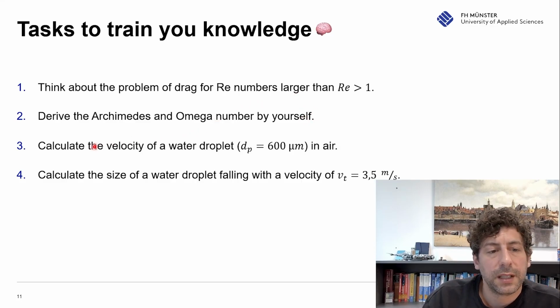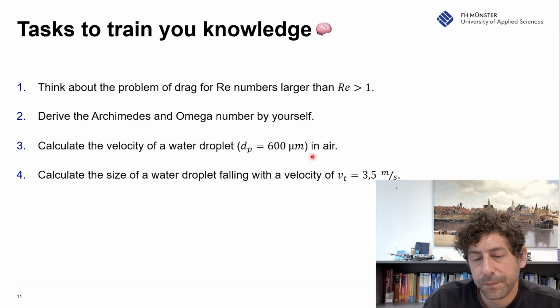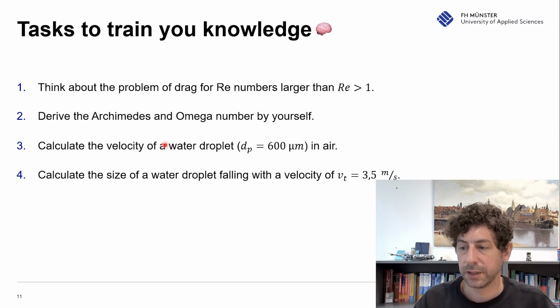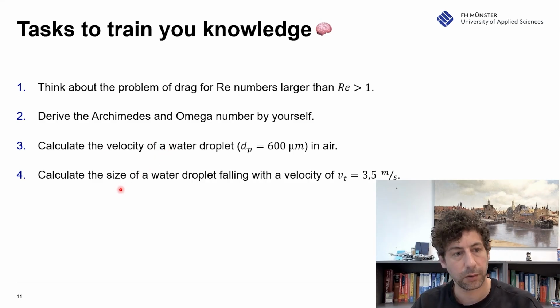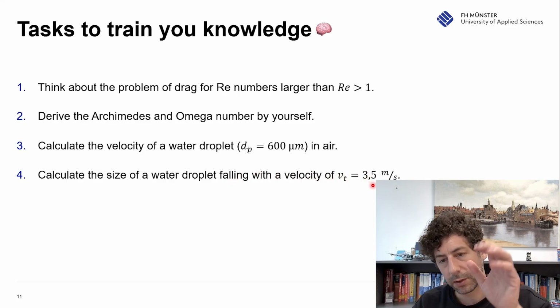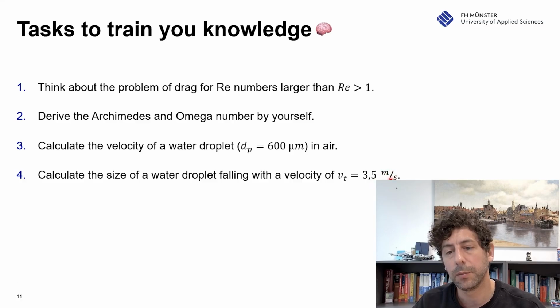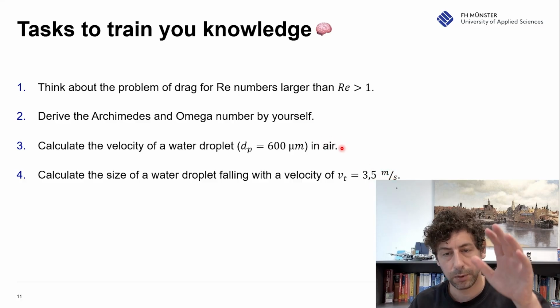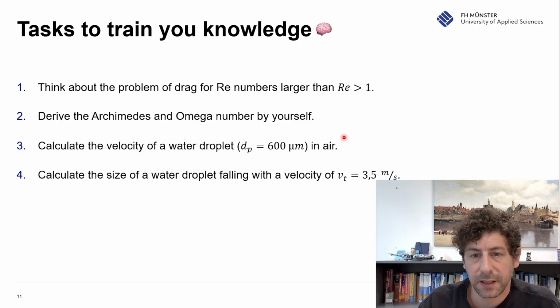And then I would ask you to calculate the velocity of a water droplet which has a size of 600 microns in air. So you have the size, you have the fluid, and what is now the velocity? Use the diagram I showed you in this video. And finally the other way around: calculate the size of a water droplet falling with a terminal velocity of 3.5 meters per second, also in air. And if you can do all these quite simple exercises, you should get the main ideas of this video.